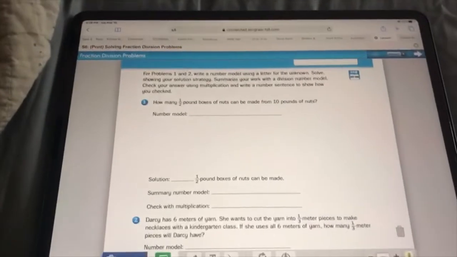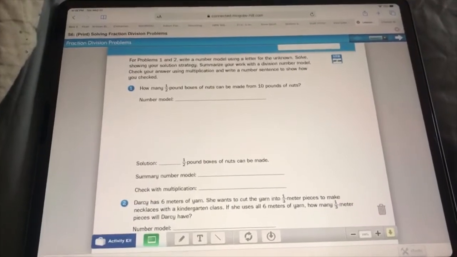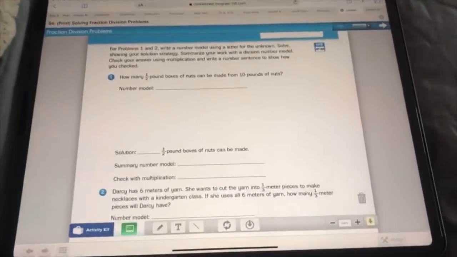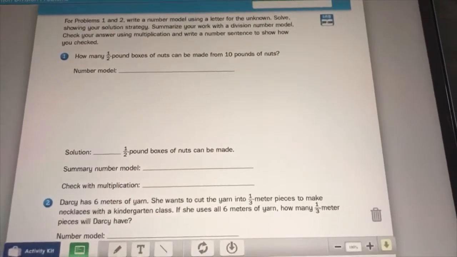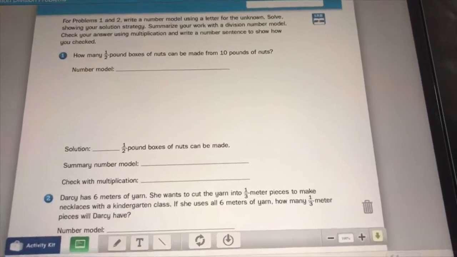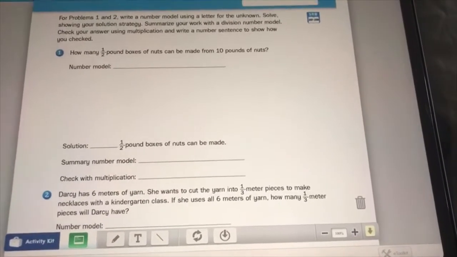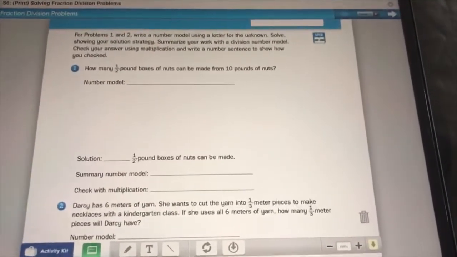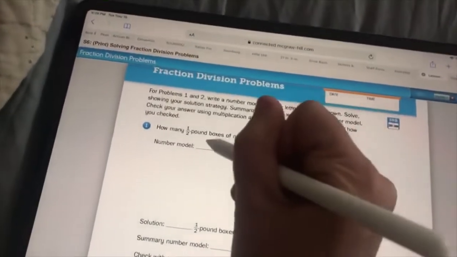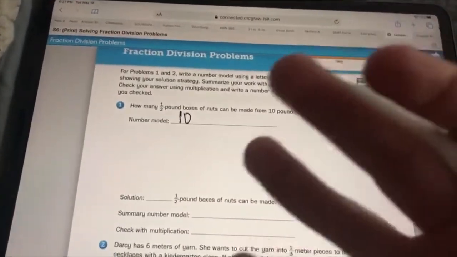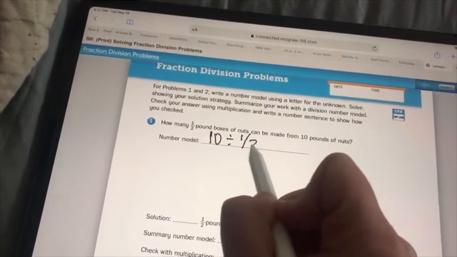So, how many half-pound boxes of nuts can be made from 10 pounds of nuts? I notice already in this problem, it doesn't have that word pieces. But I want you to think about boxes as almost like large pieces, right? Because you're going to take those 10 pounds of nuts, which are little tiny things, and you are going to divide them into half boxes.